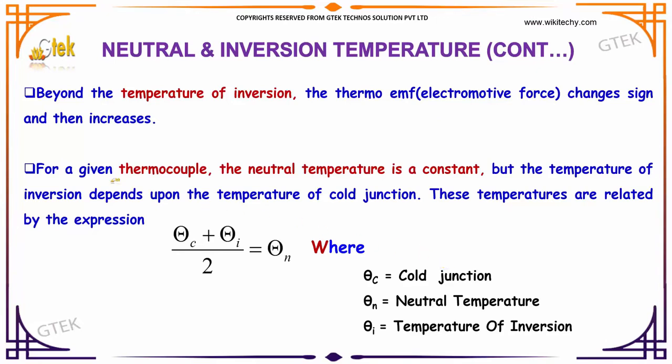For a given thermocouple, the neutral temperature is a constant, but the temperature of inversion depends on the temperature of the cold junction, and these temperatures are related through this formula: the temperature of the cold junction plus the inversion temperature, divided by 2, is equal to the neutral temperature. So θc is the cold junction temperature, θn is the neutral temperature, and θi is the inversion temperature.